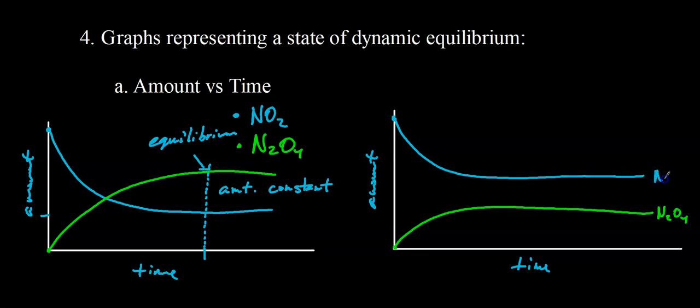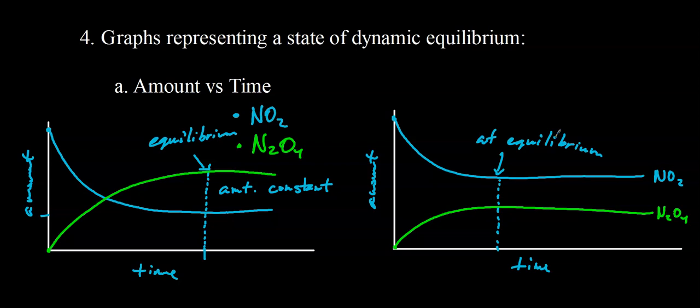Once again, we see that the amount of NO2 stops decreasing right about there, and the amount of N2O4 stops increasing. At this point, we say the system has reached equilibrium, dynamic equilibrium. Now, what's the difference between the two graphs? What is different about the amounts of these substances at equilibrium?